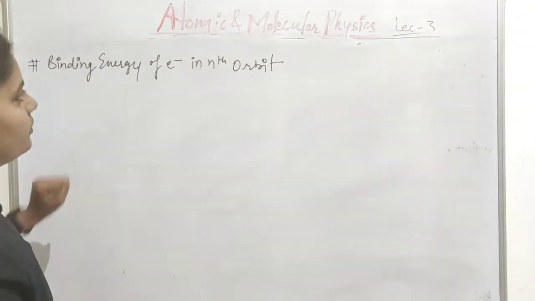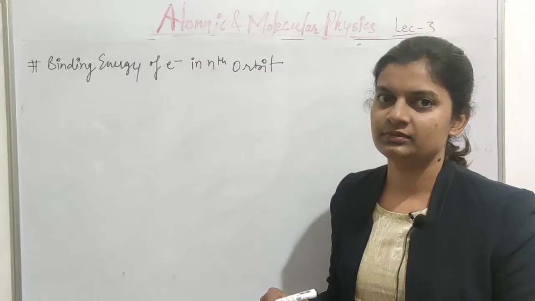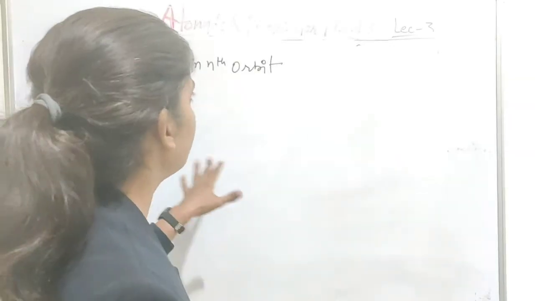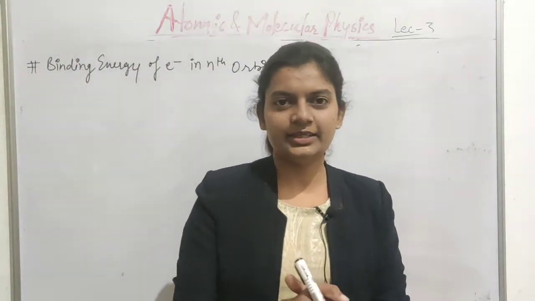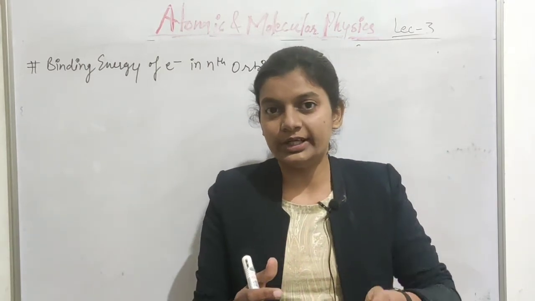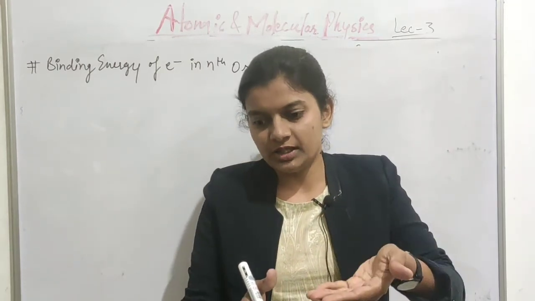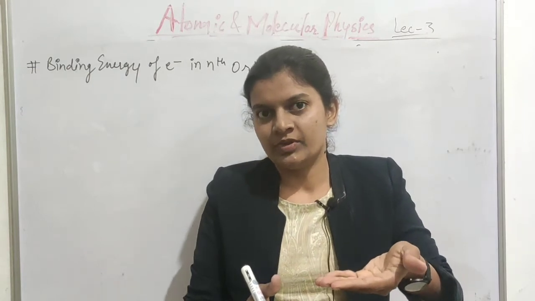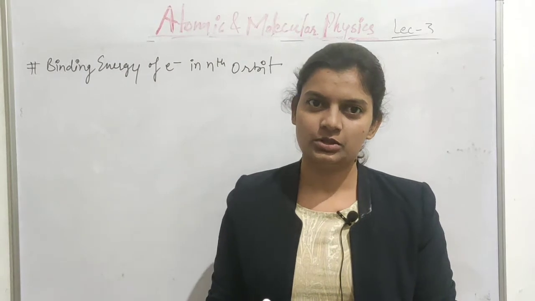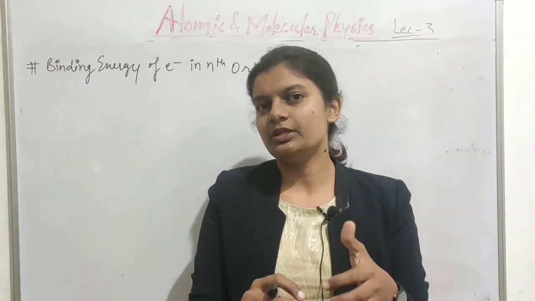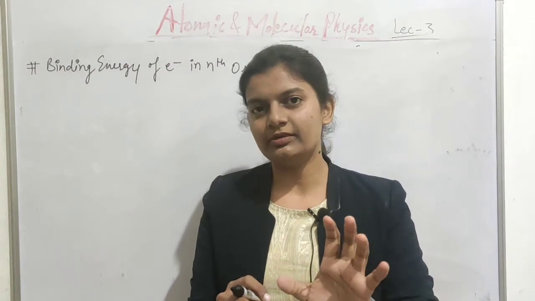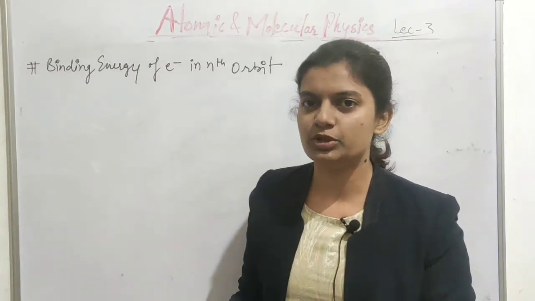Binding energy of electron in nth orbit. Energy of electron in nth orbit. So binding energy is that amount of energy required to release the electron from its nth orbit. This value will always be positive because this is the energy required. It will never be negative. It will come out positive.